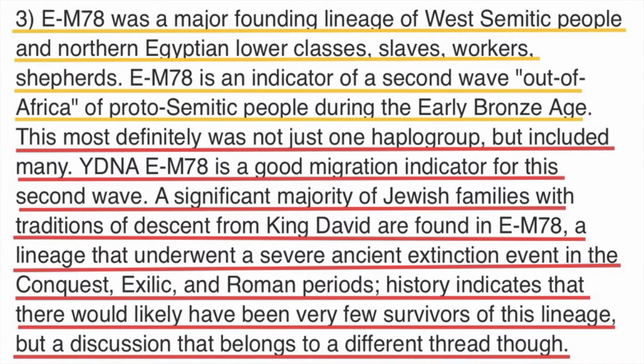A significant majority of Jewish families with tradition of descent from King David are found in E-M78, a lineage that underwent a severe ancient extinction event in the conquest, exilic, and Roman periods. History indicates that there would likely have been very few survivors of this lineage, but that's a discussion that belongs to a different thread, though. So here is a paper actually dealing with this. People who claim lineage from King David with haplogroup E.